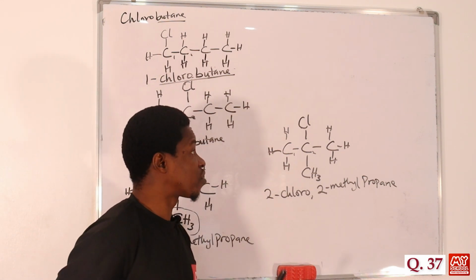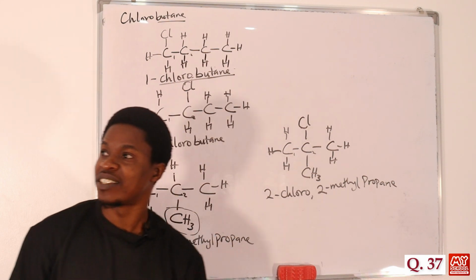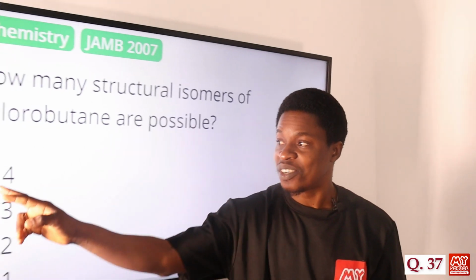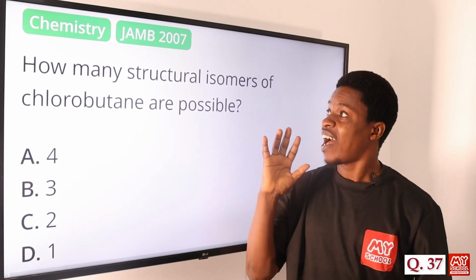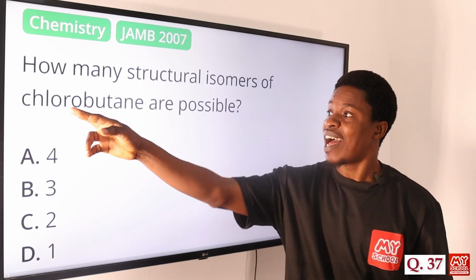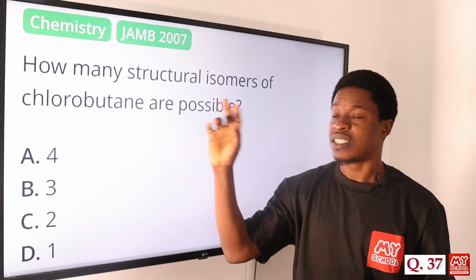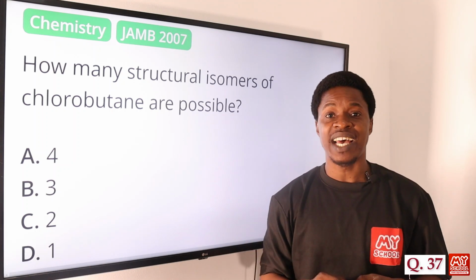The isomers here now, structural isomers. So let's look at what we have on the screen. Option A says 4, 3, 2, 1. So the correct answer here is option A. There are 4 structural isomers that we can have for this chlorobutane that are possible. So the correct answer is option A.